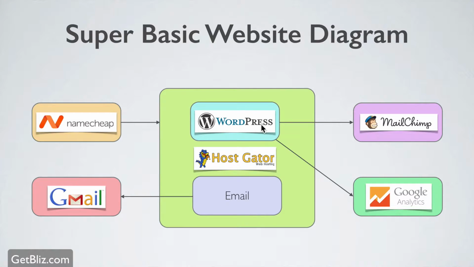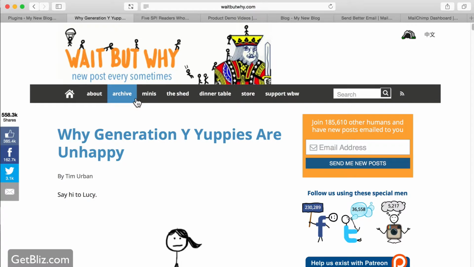And to do so, we're going to install an opt-in box plugin. First thing, what's an opt-in box? Well, simply, it's a little form that allows you to collect email addresses so they go into your newsletter system. Here's one example of a very popular blog called Wait But Why, which I really recommend reading because it's pretty fun, awesome, and they have really in-depth articles.